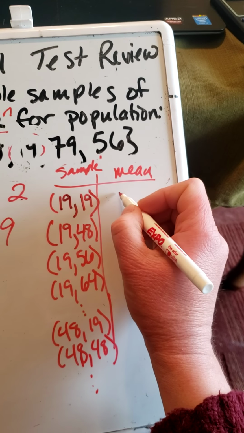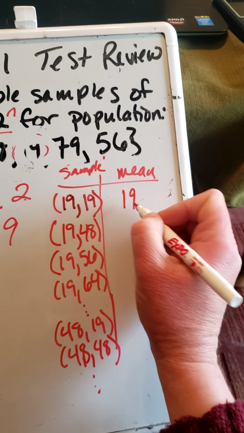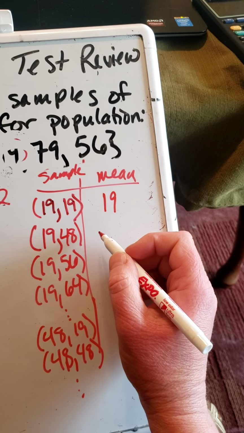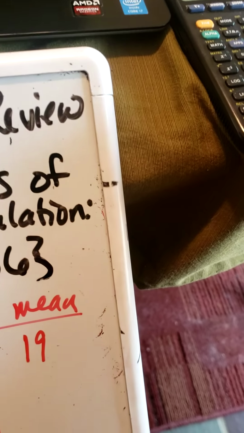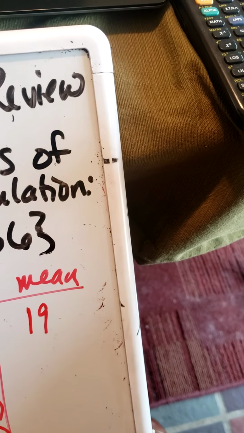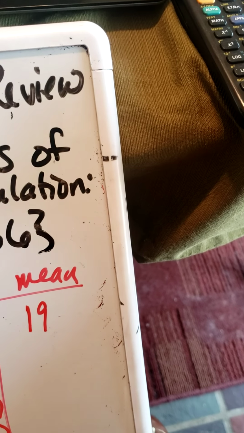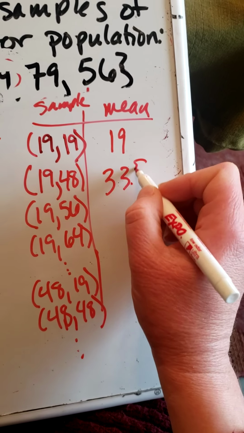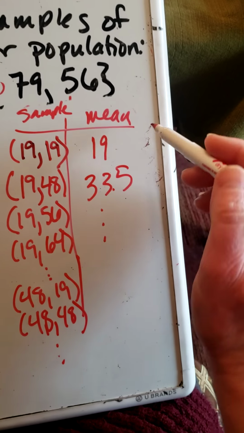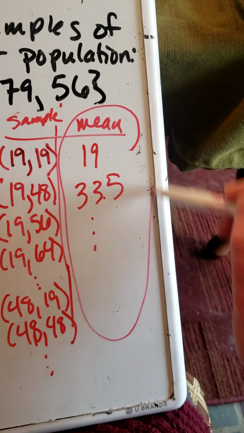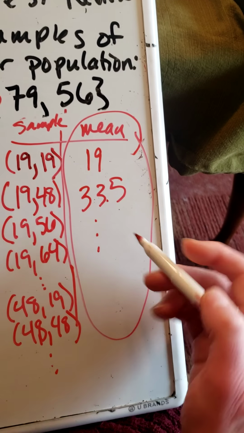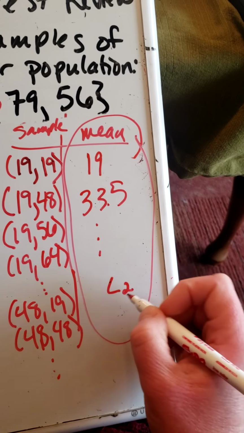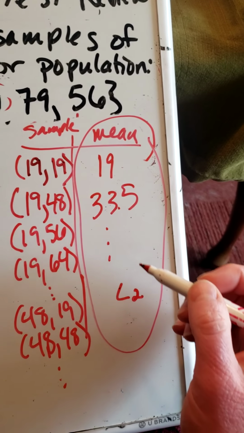So 19 plus 19 divided by 2 would be 19. 19 plus 48 divided by 2 is, I forget, 33.5, and so forth. Okay, and so then you would calculate your 1-Var Stats on this column. So you could put this in, say, list 2, and again, find the mean and the standard deviation of this list.